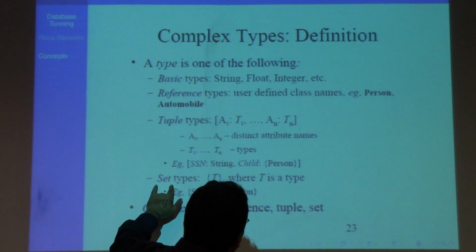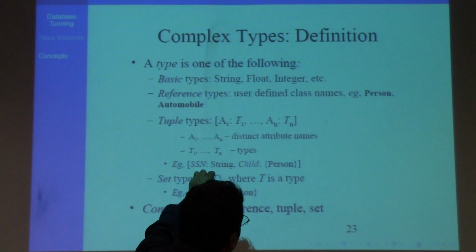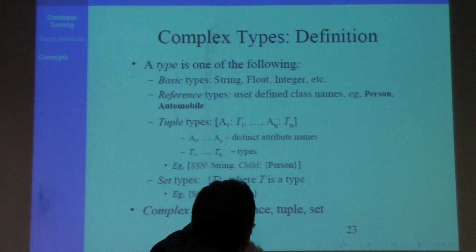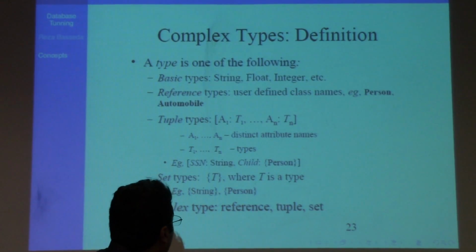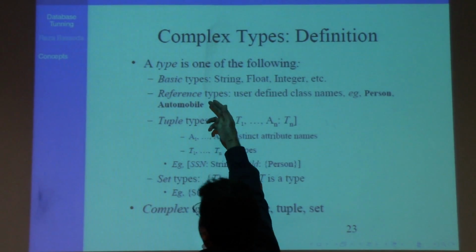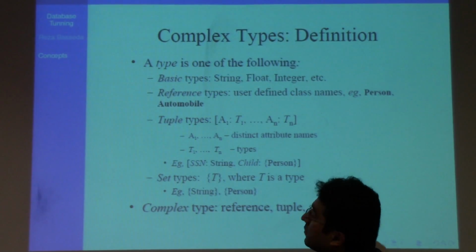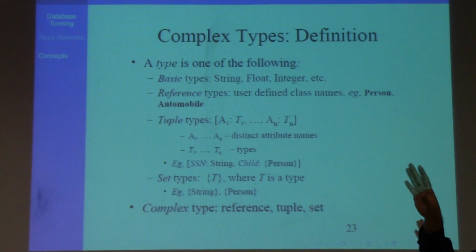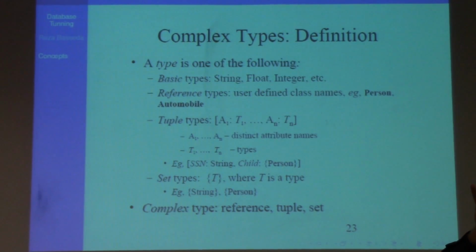And the set types, which is a set of a single type. That is, if T is a type, then set of T is a type, like a set of string, set of person. And for the complex types, we call references, tuple types, and set types complex types. So you understand this definition, right? It's a recursive definition, isn't it? Same definition as for the objects.